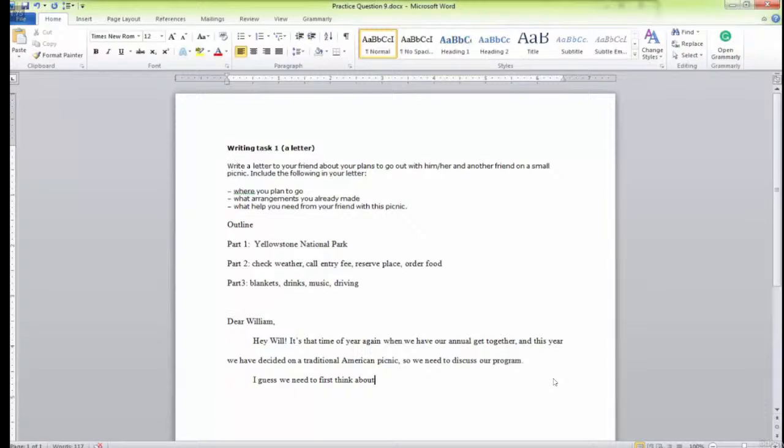I guess we need to first think about where the picnic should take place. And there's so many options, including, I'm writing this live, so I'm having to correct some mistakes as I go, but not limited to the beach, mountains, or desert. I gotta be careful writing desert and not dessert there. Okay, there's our opening sentence about where we want to go. That's the first thing we have to think about, is where we want to go.